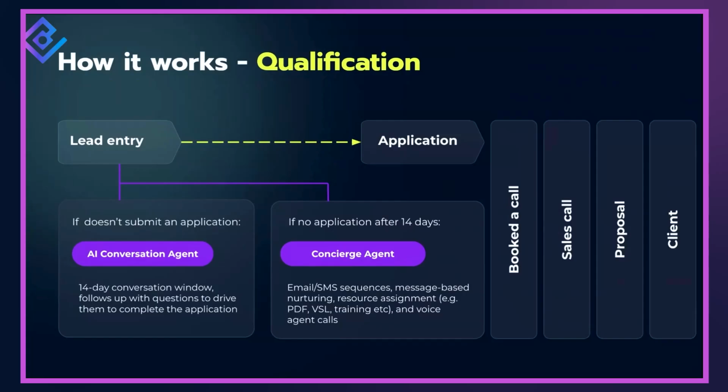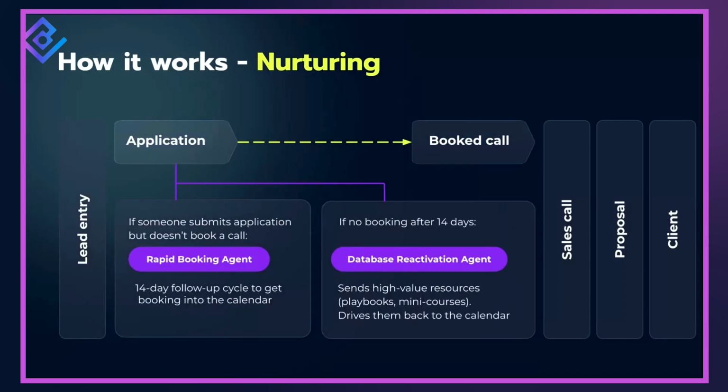So when a lead comes in, if they don't complete an application, Charlie is engaging with them to get them to complete the application. The lead comes in and completes the application, but doesn't book a call. We have a separate agent of Charlie having a conversation with them and conversationally booking them directly onto our sales team's calendar. If they've been sitting in our application pipeline for more than 14 days, that lead gets handed off to a database reactivation agent that's going to be sending them resources, nurturing them, and getting them to book a call.